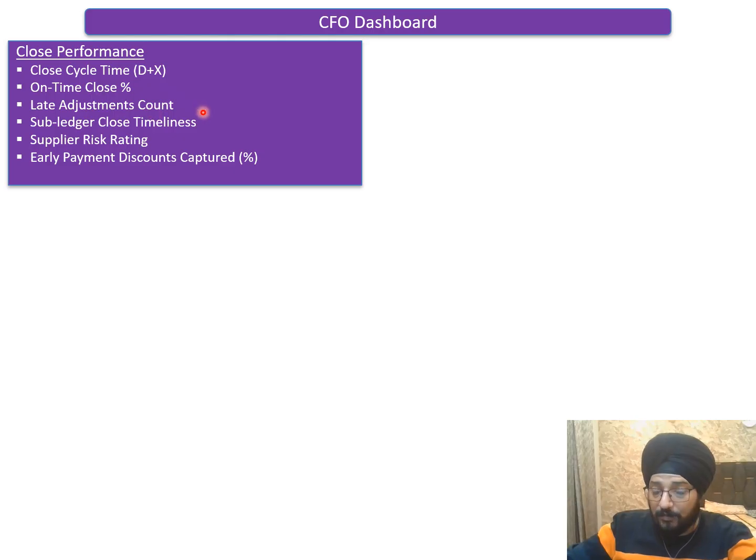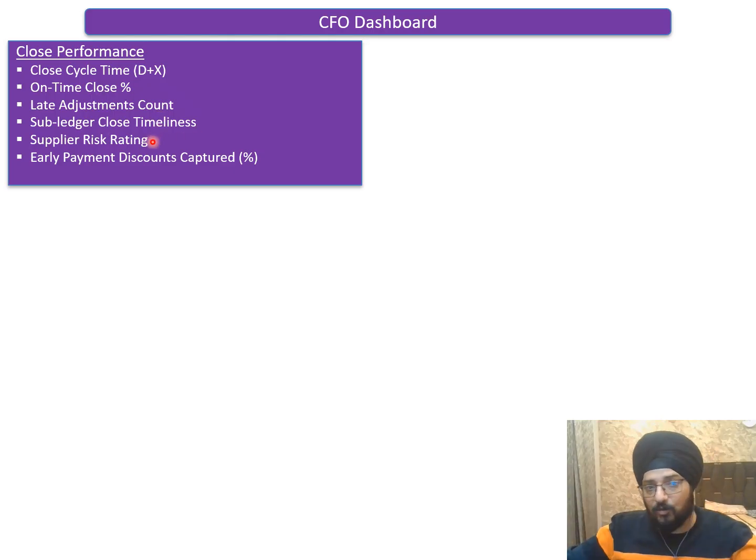Late adjustment count should be minimal, because this will show the control environment which he has created within the organization. If late adjustments are less, then definitely controls are more, and if it is more, then definitely there is some leakage in the control that needs to be looked into. Sub-ledger close timelines should be agreed and aligned.